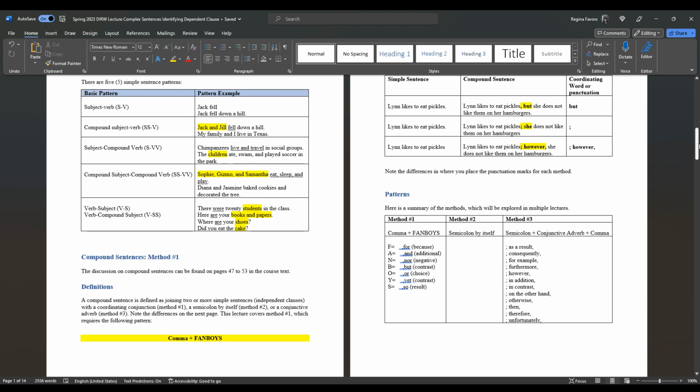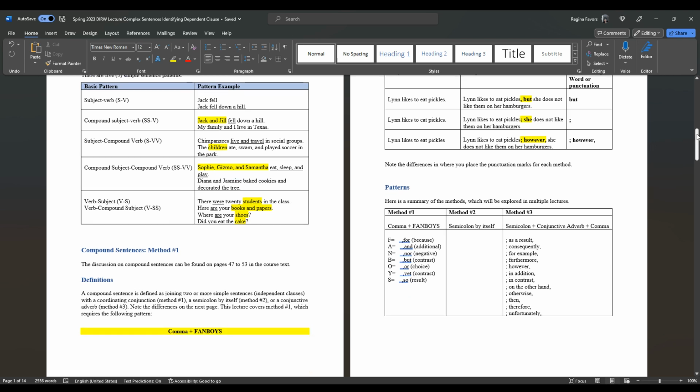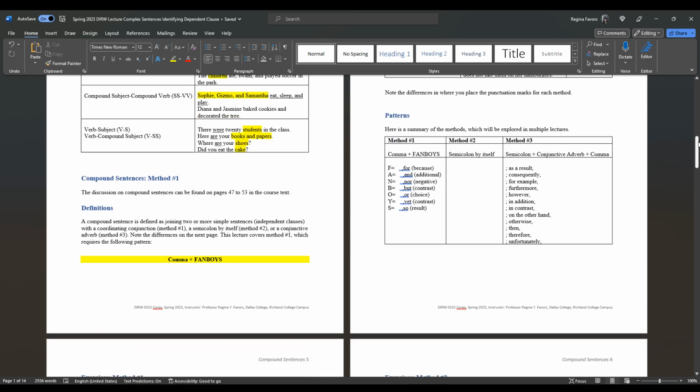Okay, and then always remember the compound sentences for method number one. We understand that when we want to join two independent clauses or two simple sentences together, we can do so in three different ways. And these are your methods, right? And so we can do so with comma fanboys, semicolon by itself, semicolon conjunctive adverb, and comma. And you stay within the exact same area of the sentence. You don't need to get creative, right? And so we have the different patterns: method one, method two, method three.